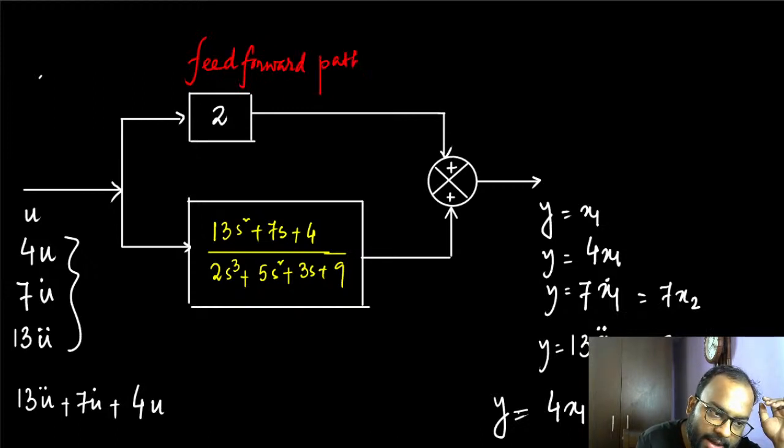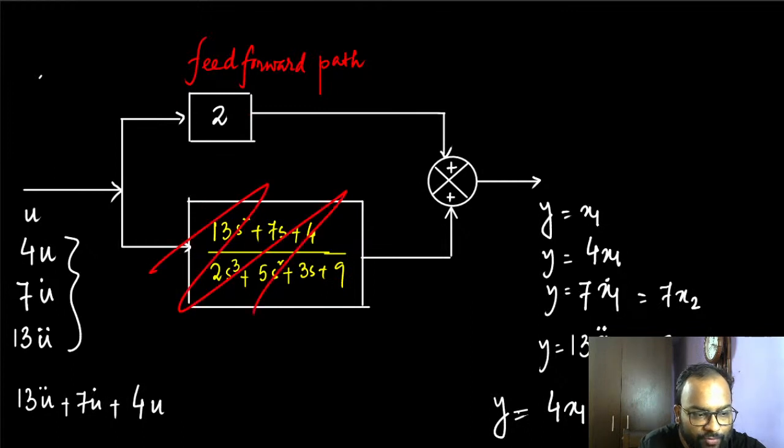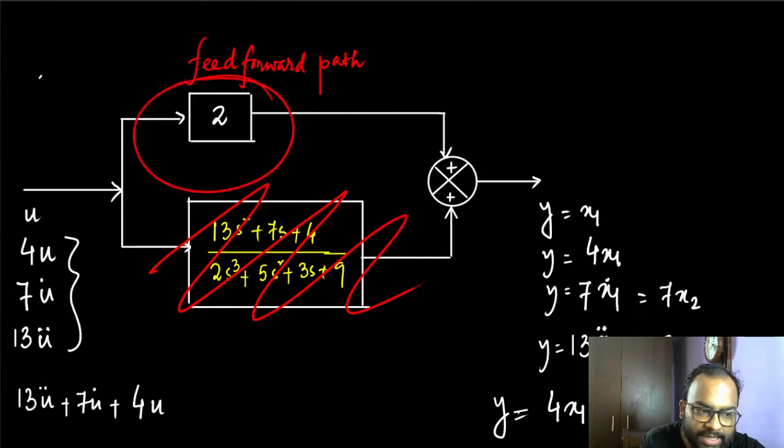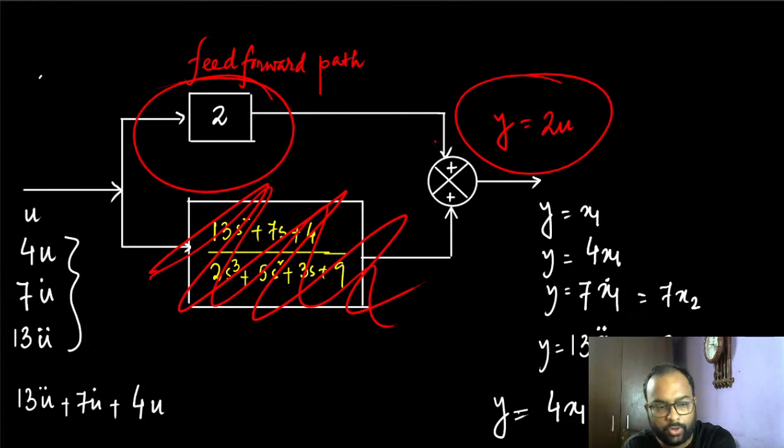So this is a feed forward path, which means that this is actually not going through the system per se. Okay, this is the feed forward path. And now if you forget about this completely, what is the output due to this? This is just twice as much as the input, because this is just a multiplier, just a gain. It is just multiplying the input by 2, and that appears as the output. And that is exactly what you have. Y is equal to 2U.